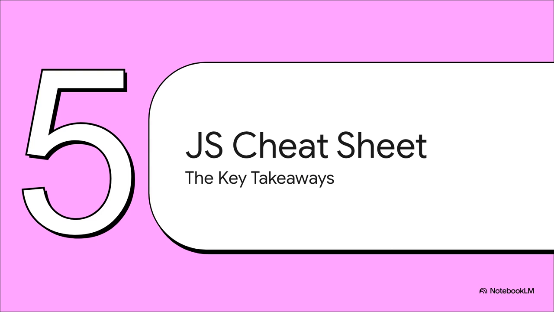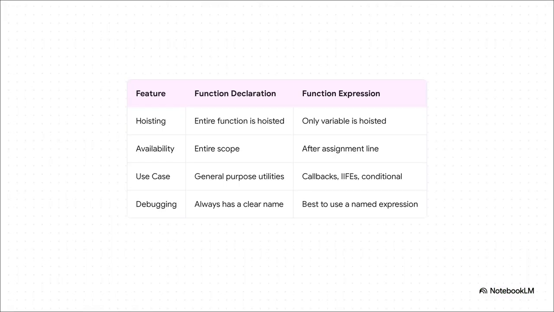All right, let's wrap this all up. Think of this next slide as your cheat sheet. This is the TLDR on when to use which function syntax. So here's the bottom line. Use function declarations for your general-purpose helper functions, the ones you want to have available everywhere in your file. Then use function expressions when you need that extra flexibility. Think callbacks or functions that you only want to define if some condition is true. It's all about picking the right tool for the job.